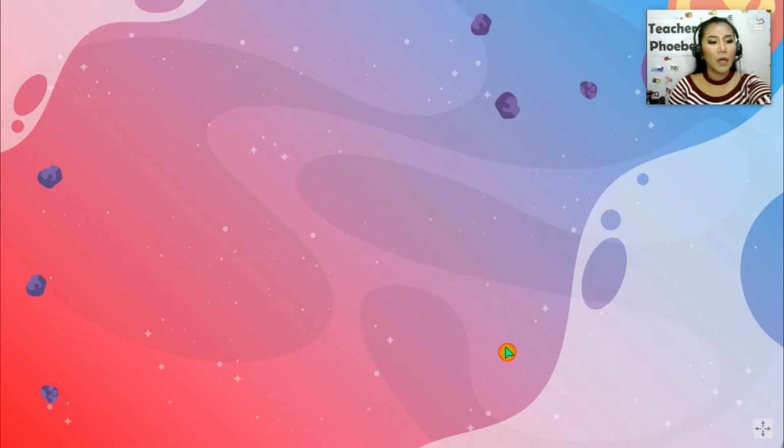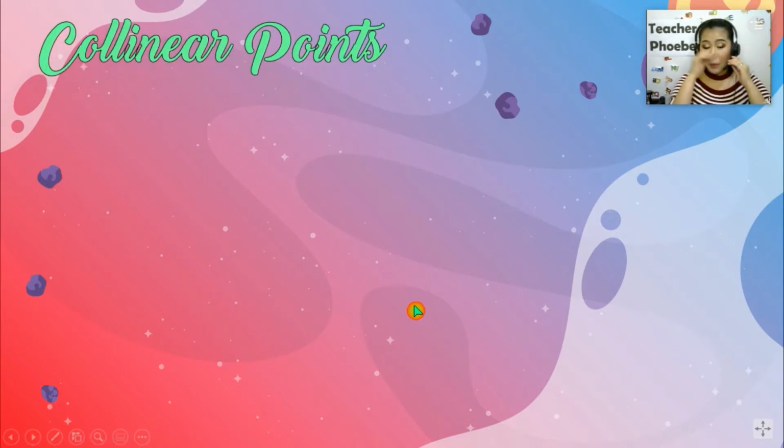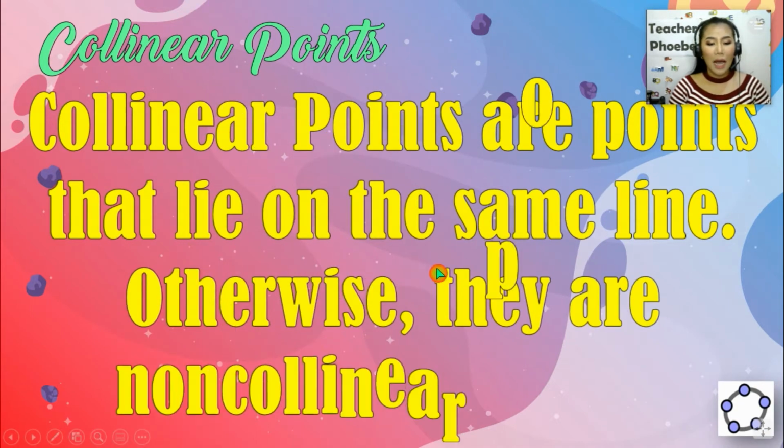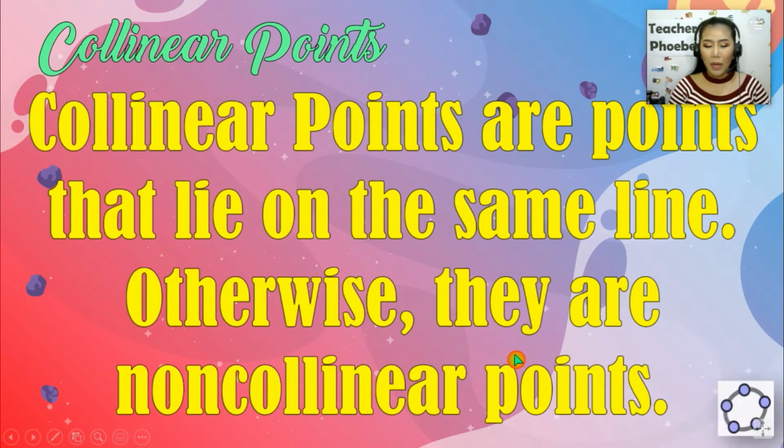Okay, so we can identify the next term, which is what we call the collinear points, and it says here that collinear points are points that lie on the same line. Otherwise, they are non-collinear points. So, paliwanag natin mabuti. Let's translate it in Tagalog.